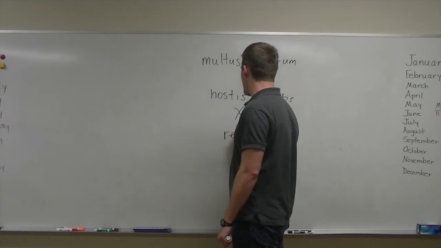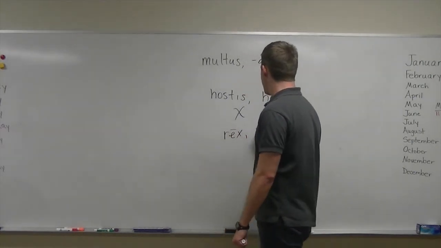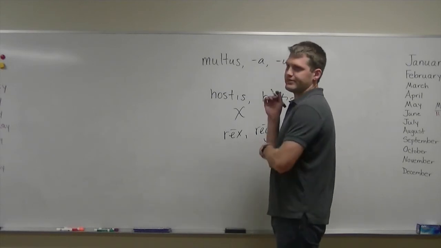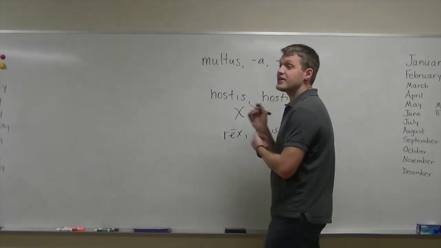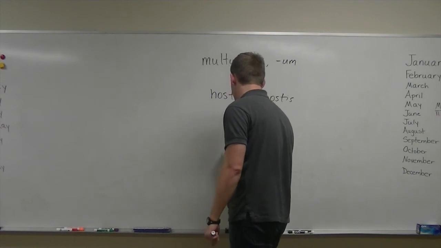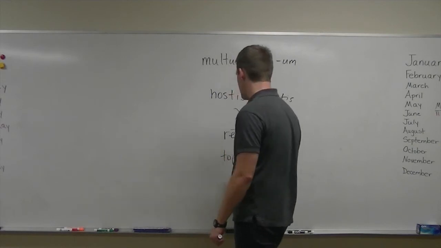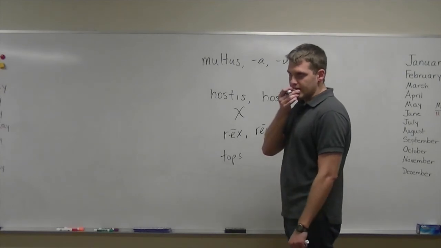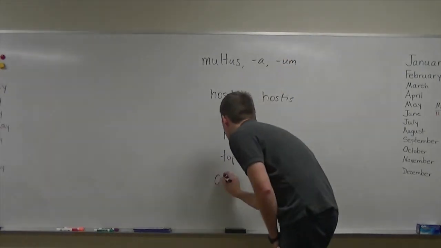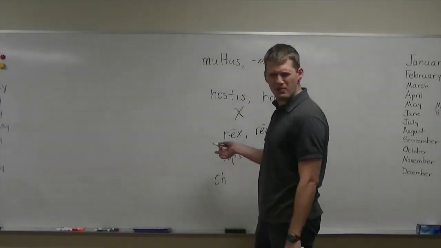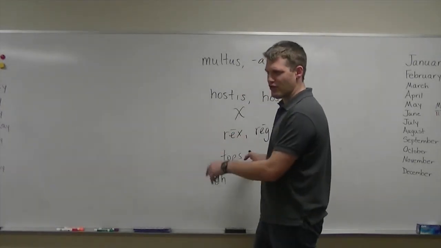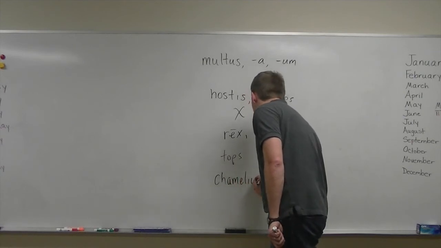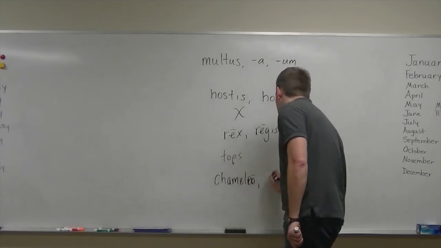So for example, let's just go through dinosaurs. You've got Tyrannosaurus rex, and that becomes rex, regis. Think of some other dinosaurs. Triceratops. There you've got T-O-P-S, so that's random. Is it tops, topis then? It should be tops, topis. I'm just not 100% sure of that genitive form because that is random. A chameleon is a chameleo, chameleonis.